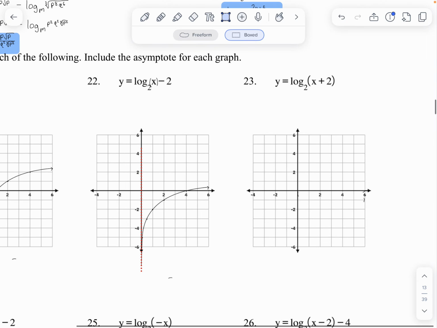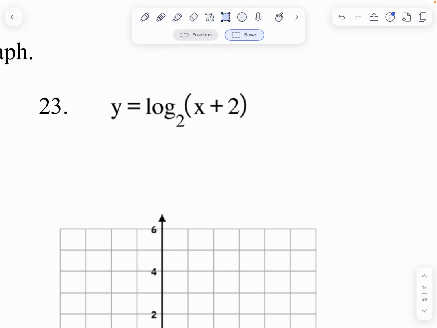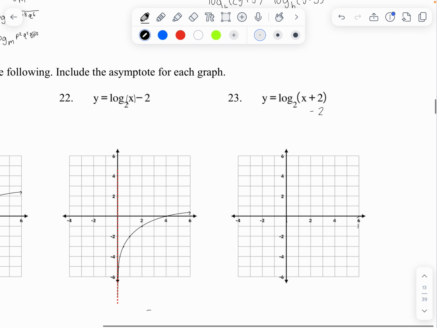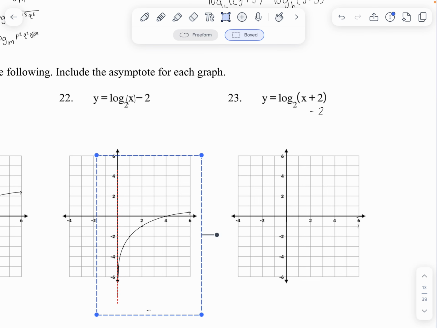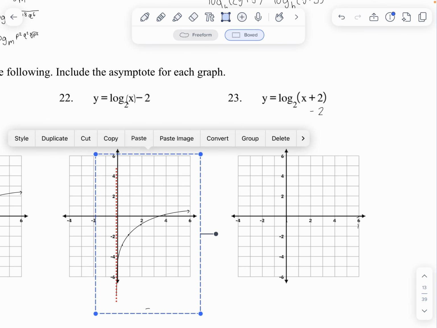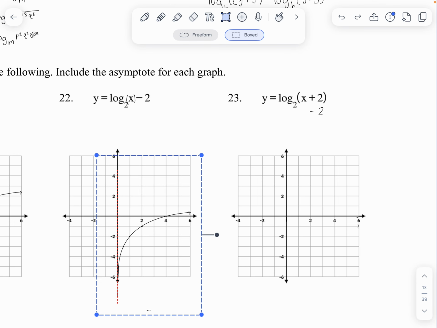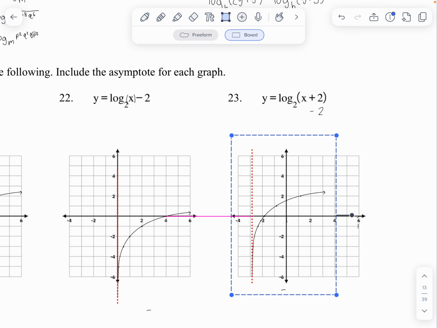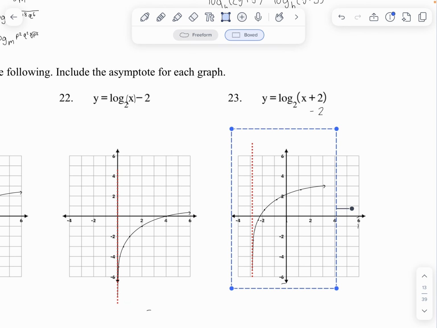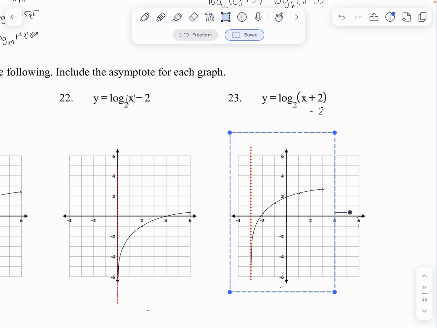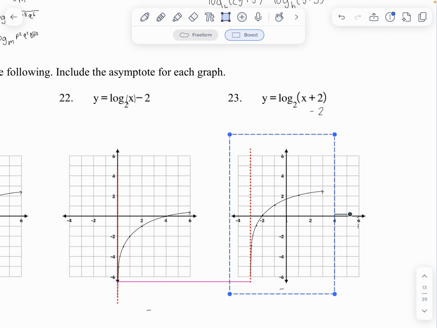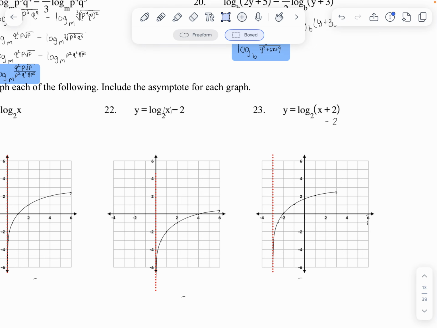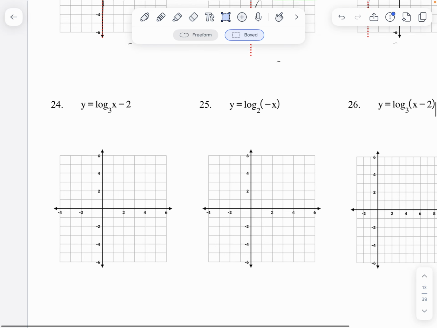And then for here, since the x is in the parentheses, we do the opposite of this. So we'll do the opposite of that sign. That means we've shifted back 2 units. So duplicate, and now it would be here. So that's where our logarithmic function would be.